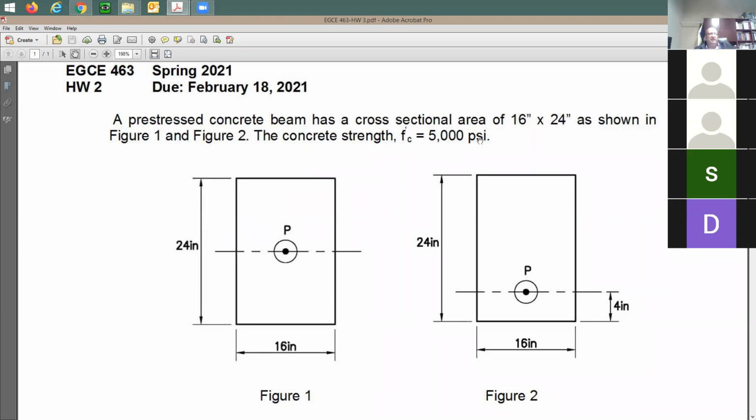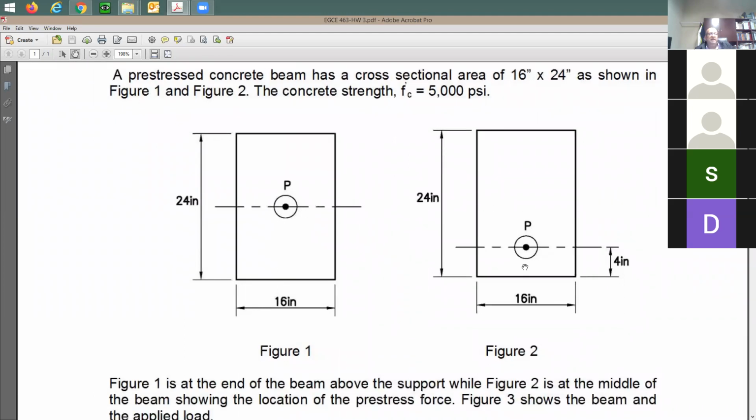The strength is 5,000 psi. So what happened? Where does it happen? It seems to me at the beginning of the beam, the cable is going to be right at the mid-center, at the mid-height, right? At the mid-span it is going to be at the bottom, and it says it's going to be at 4 inches.